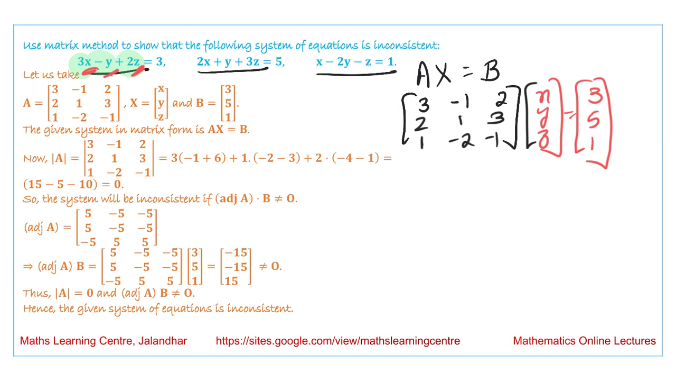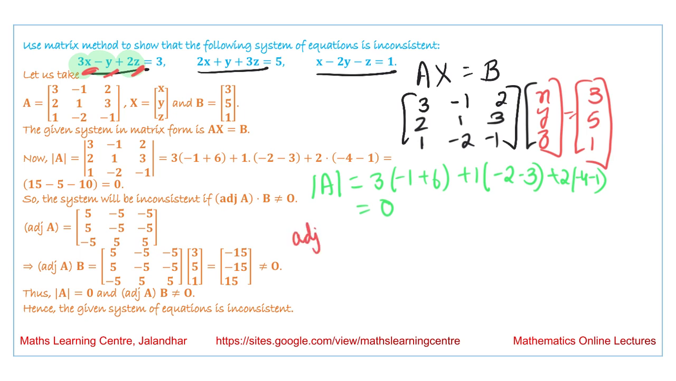Now if we calculate the determinant of A, the answer is 3 into minus 1 plus 6, plus 1 into minus 2 minus 3, plus 2 into minus 4 minus 1. On solving this, the answer is equal to 0. So again this system may be consistent with infinite solutions, or it may have no solution. So the next thing we have to calculate is adjoint of A into b.